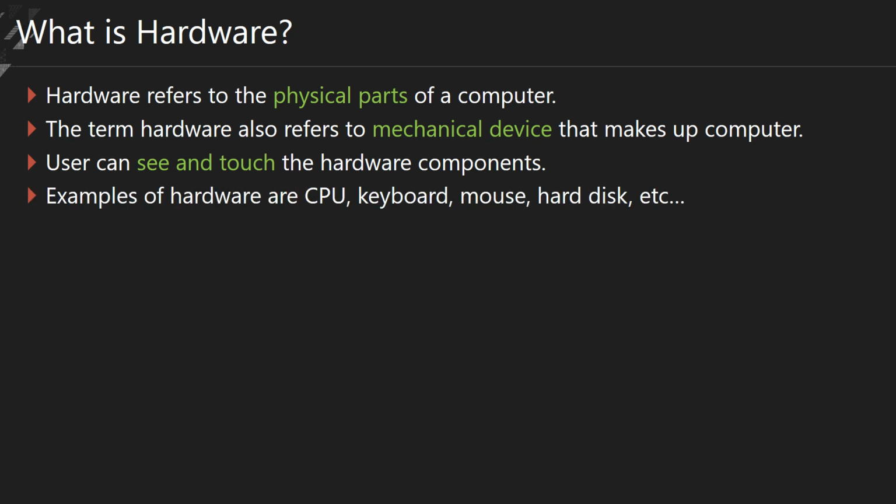The examples are like the CPU, you can touch it, you can feel it, right? Keyboard, you can use it, so it is a physical device, mouse, hard disk, and so on. These all come under the hardware part, right? So usually they will ask a question like, what is hardware? You have to write 3 to 4 points. You usually get 1 or 2 marks for it.